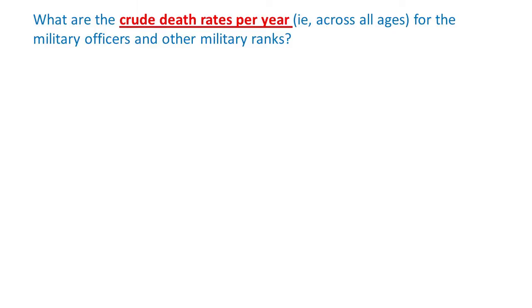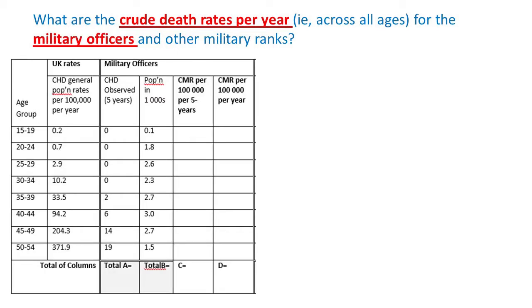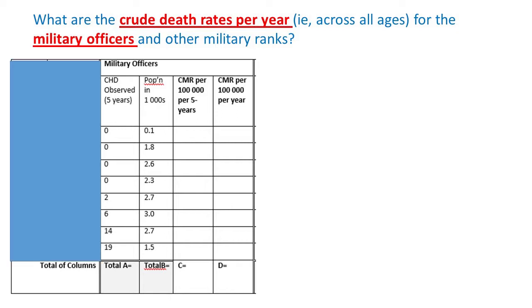Now we want to calculate crude death rates per year for both military officers and other ranks. Crude means that we do not adjust death rates by other characteristics such as age in this case. We will discuss how to adjust death rate by age in the video about standardization. For calculating crude death rate, we do not need the first two columns, so I will hide them. So let's start our calculation for military officers.